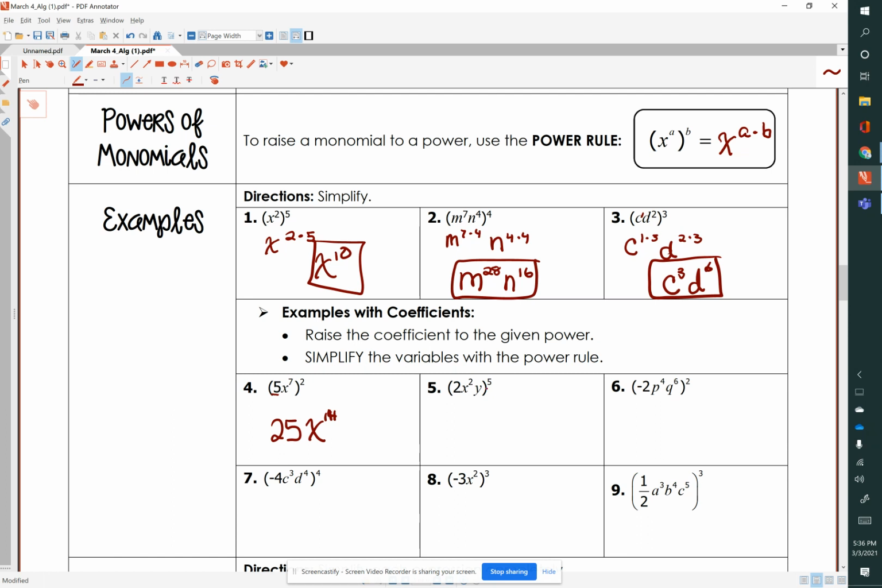We have 2 to the 5th power, which is 2 times 2 times 2 times 2 times 2. That's 32. Then we have x, 2 times 5 to the 10th power, y, 1 times 5 to the 5th power. Number 6, we have -2, p to the 4th, q to the 6th, and all of that is raised to the second power. So -2 times -2, remember that becomes a +4. We have p to the 4 times 2, 8th power, q to the 6 times 2, 12th power.